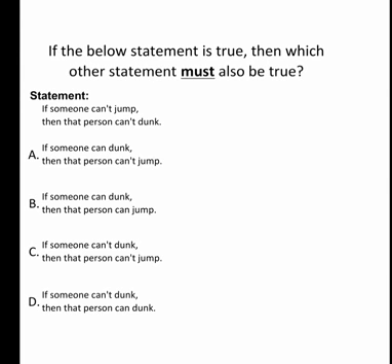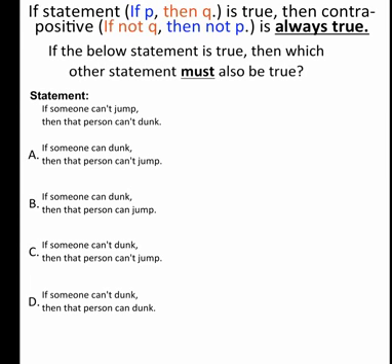This problem is asking us, if the below statement is true, then which other statement must also be true? And what I know about conditional statements, if P then Q, if-then statements, is that if a conditional statement is true, then its contrapositive, that is, if I take the two different pieces P and Q and flip them in the sentence structure and put the word not in front of them, or take the opposite meaning, if not Q then not P, I know that that is always true.